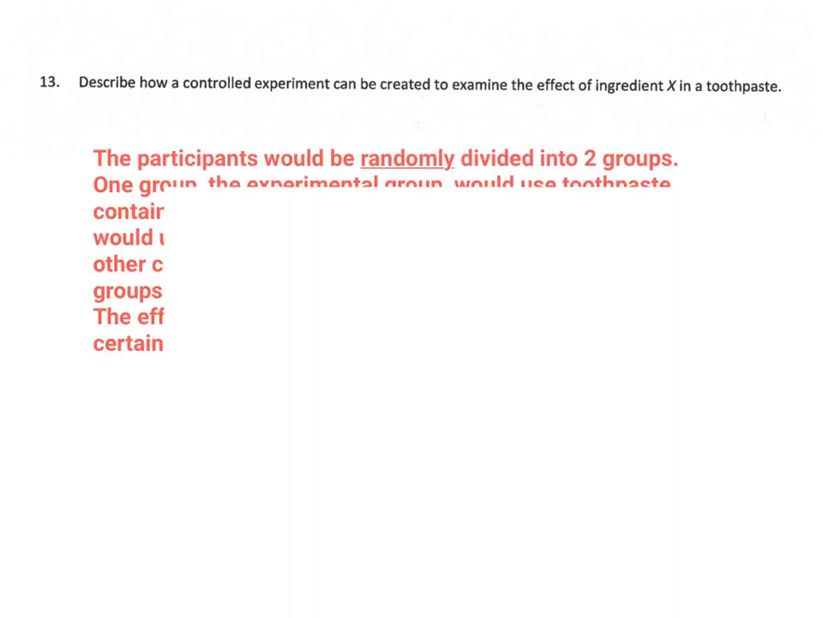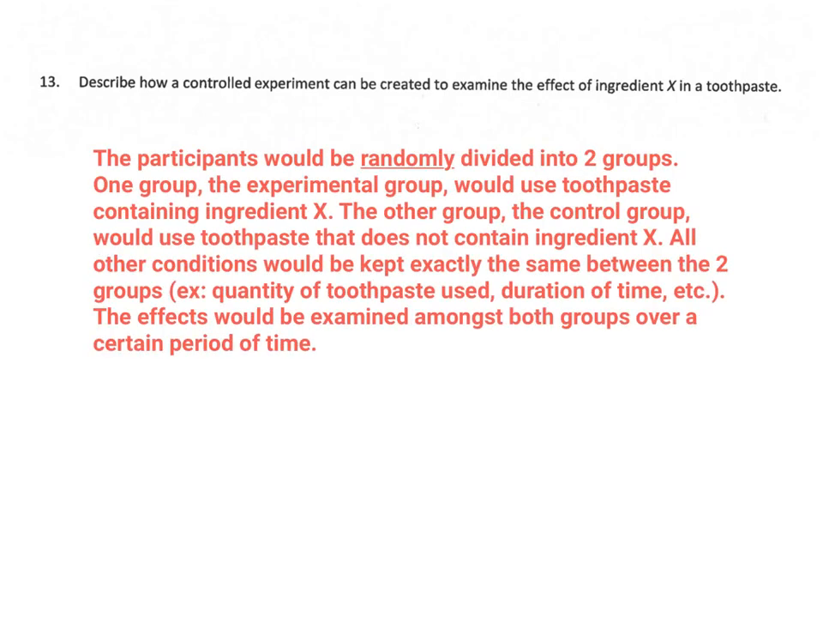All right, so here was my answer. It says, the participants would be randomly divided into 2 groups. So this is a keyword. Underline it. If you didn't put that in your explanation, make sure you include the word randomly. Now, within those 2 groups, you want to have a control group and an experimental group. So I said one group, the experimental group, would use toothpaste containing ingredient X. The other group, which we call the control group, would use toothpaste that does not contain ingredient X. So that's the 2 differences between the 2 groups. One would get the ingredient X, one would not.